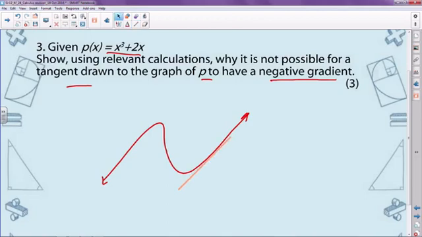And you've got to then say, why is this? Well, there's obviously a mathematical proof to it. But why is it that the gradient of this tangent will never be negative? So in other words, they're saying that the gradient to this graph is always going to slope towards the positive numbers. It's always going to have a positive gradient. How do we show that?